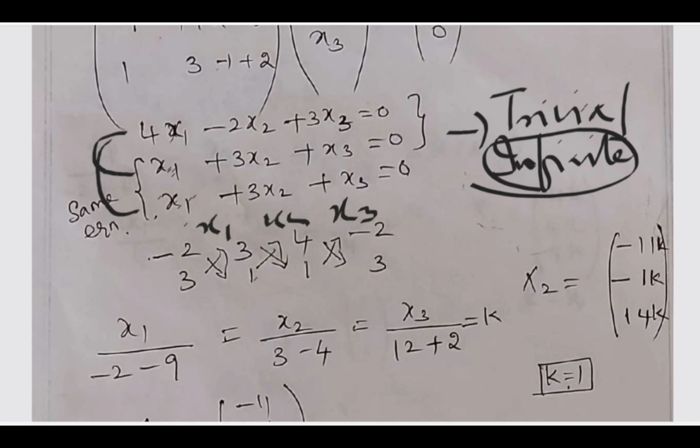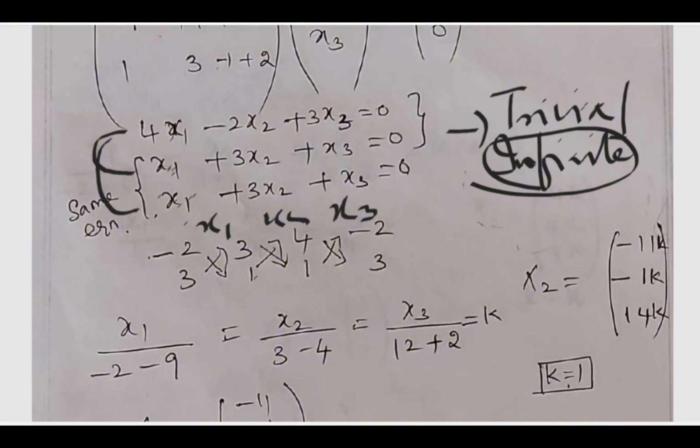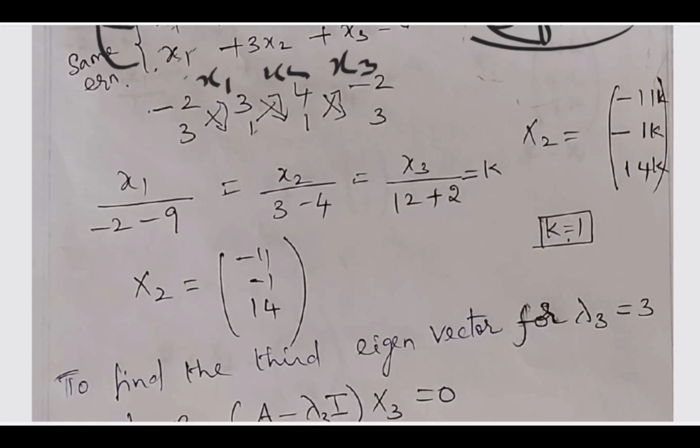And this is your x3. Okay, so x3 divided by 4 into 3 12 minus of minus 2 plus 2. So by taking that value equal to k, we will get minus 11k, minus 1k and 14k.